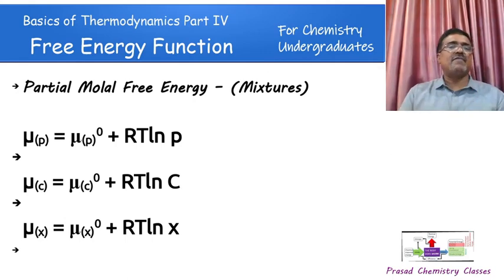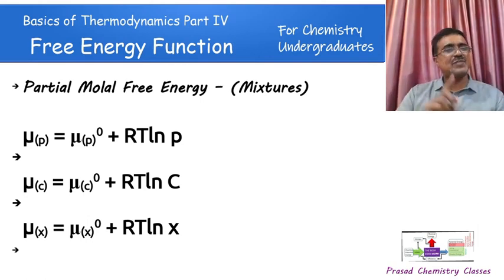Then the expression will look like that: RT log C, where C is the molar concentration. And what about mu0 there? It is the standard state, but there the standard state will be different. It is 1 mole per liter molar concentration, so that the second term vanishes and mu becomes equal to mu0. So there the standard state is different. It is 1 mole per liter molar concentration.